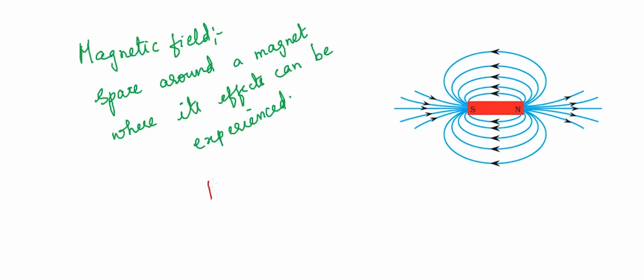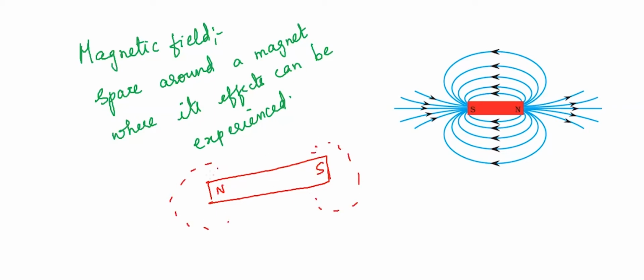For example, as we have already seen, if some iron filings are placed around a magnet, they get attracted to the poles. And if a pole of another magnet is brought near this particular magnet, then they will either get attracted or repel depending on like or unlike poles. So it is the space around the magnet where these magnetic effects can be experienced. That is meant by magnetic field.